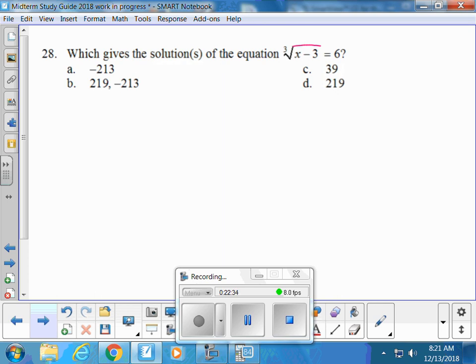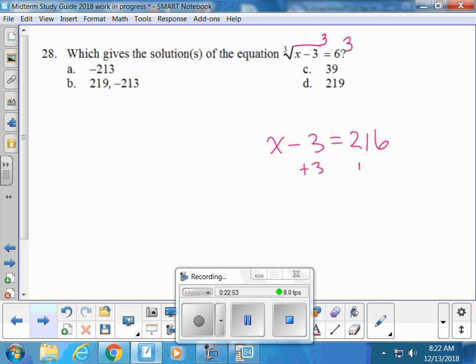Well, how should we start this? What should we do to both sides? Cube, just cube both sides, because the cube will cancel the cube root. 6 to the third, 6 times 6 times 6 is 216. And then we're just going to add our 30.